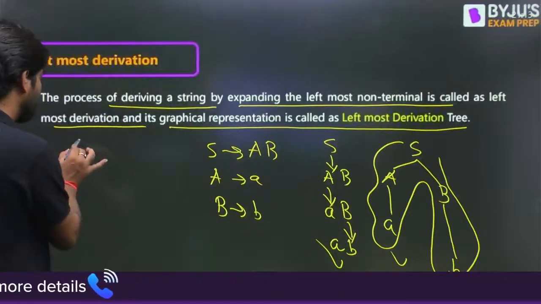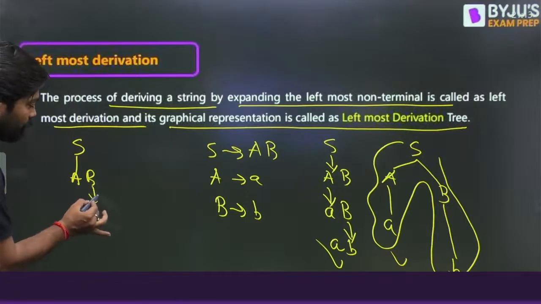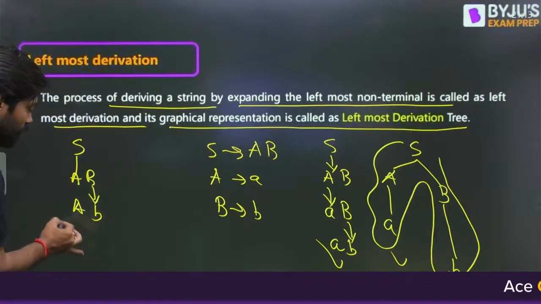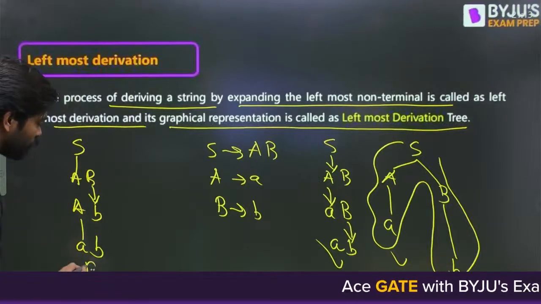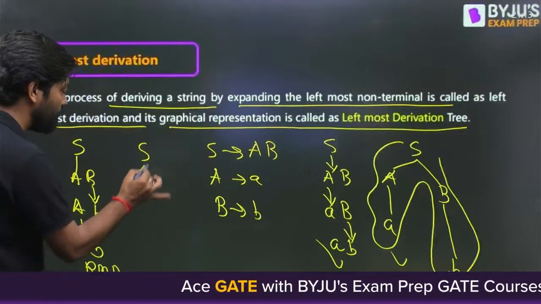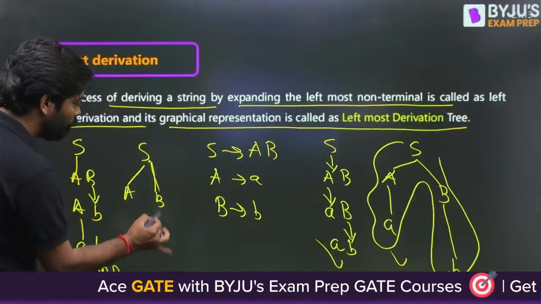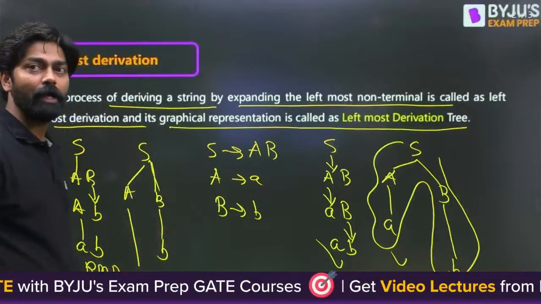What is rightmost? See, S goes to AB. What is rightmost between these two? B. So first B, so Ab. Then we have only one variable, so ab. This is nothing but rightmost derivation. What is the graphical representation? S goes to AB. First we expand B, then we expand A. It is nothing but rightmost derivation.